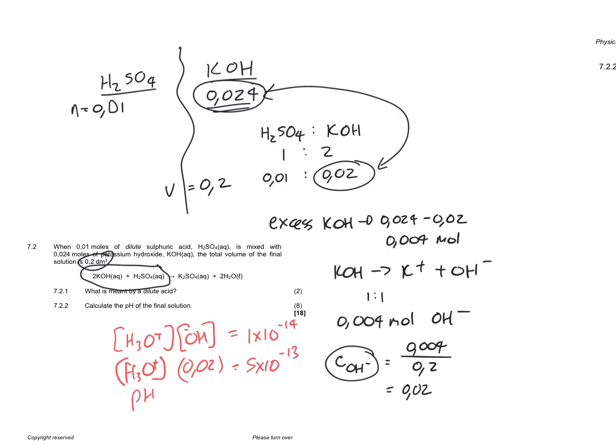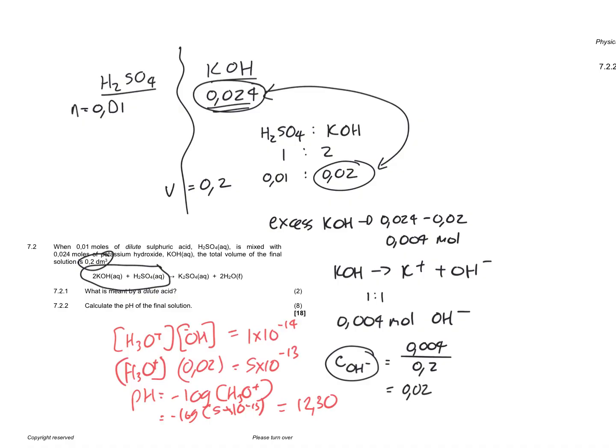And then you use the pH formula, and that's H3O plus. And you get minus log 5 times 10 to the negative 13, which is then 12.30, which is a nice answer. It should be basic because KOH was in excess. And basically we use this formula here to convert between base information into acid information.